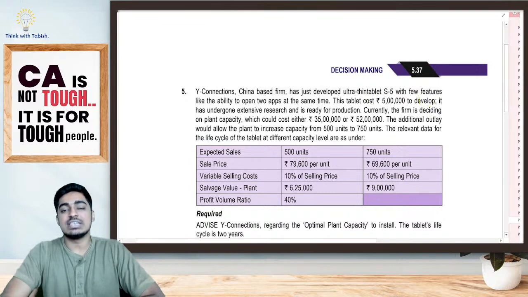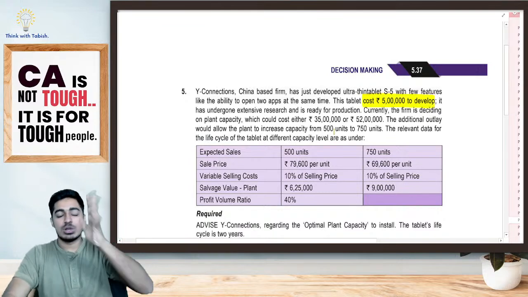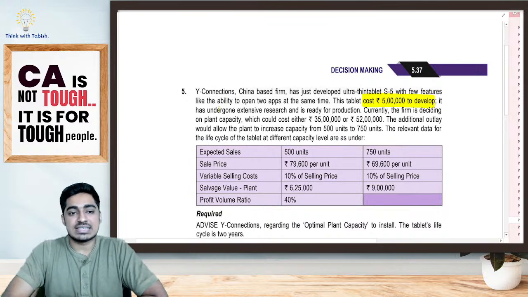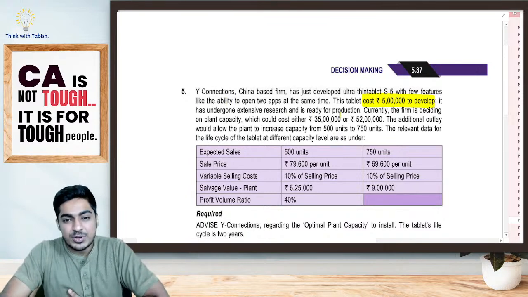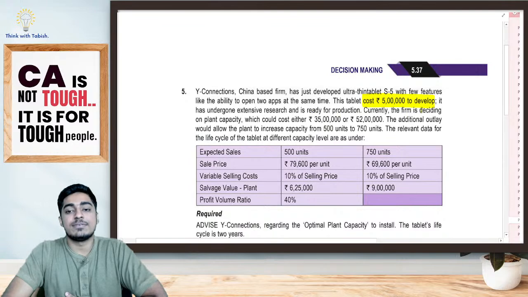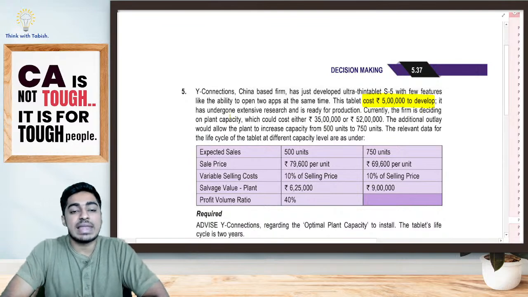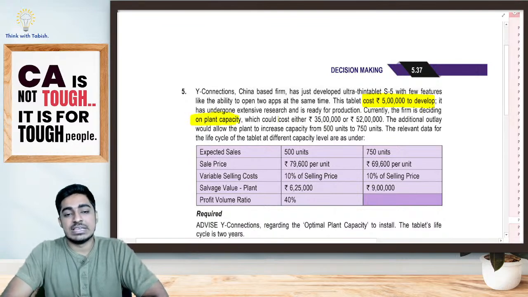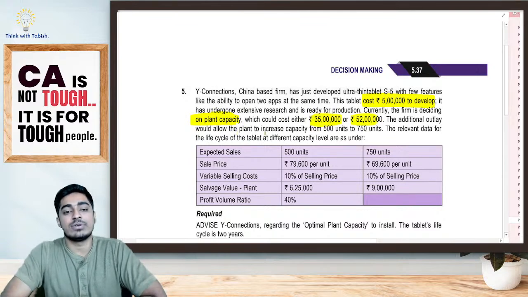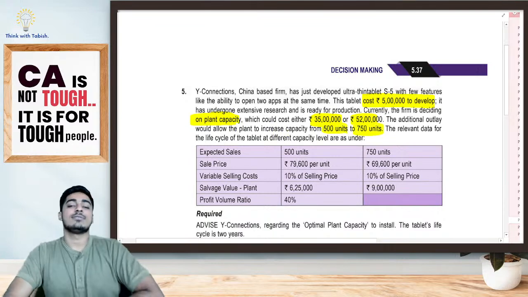What is it, students? Is it relevant? Now let us look at the complete question. It has undergone extensive research and is ready for production. Currently, the firm is deciding on the plant capacity, which would cost either 35 lakh or 52 lakh. The additional outlay would allow to increase the capacity from 500 units to 750 units.